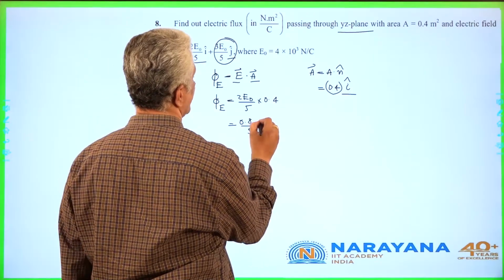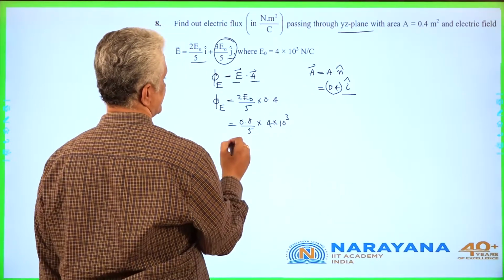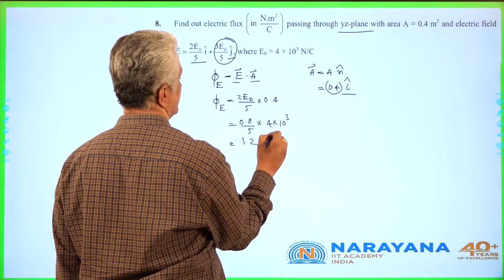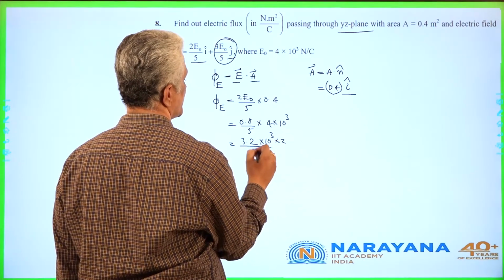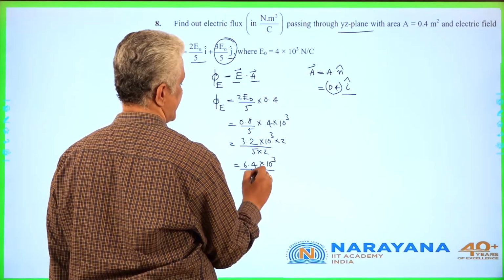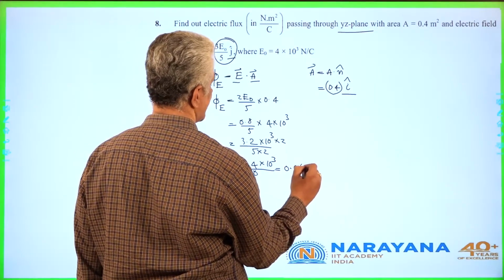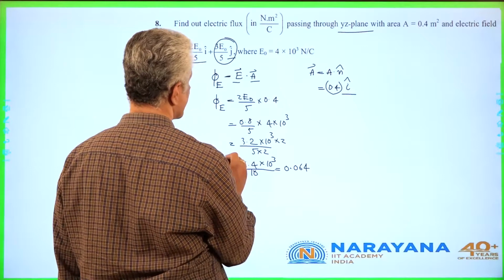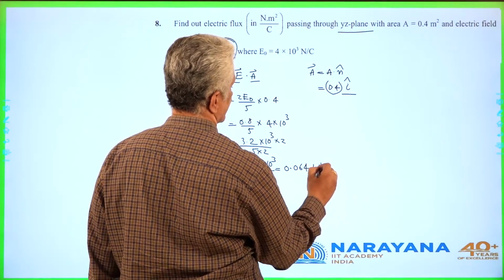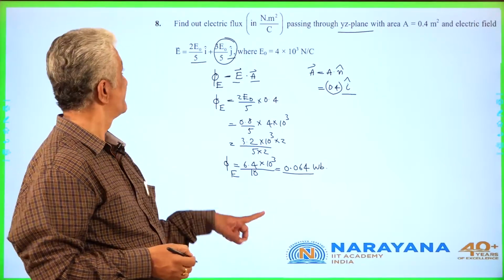And what is E naught given? It is 4 into 10 power 3. Totally it comes as 0.8 into 4 is 3.2 into 10 power 3 by 5 into 2, to make the problem easy, that is 6.4 into 10 power 3 by 10, which means 0.064. This flux in SI units is Weber. So the correct answer is the numerical value 0.064. That is the eighth one.